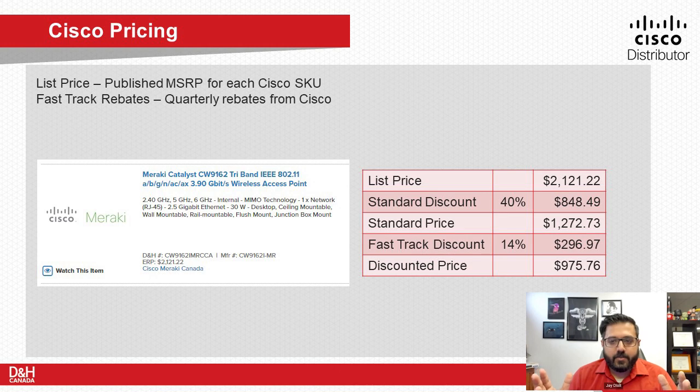You don't have to engage anyone. You simply go to dnh.ca, look up the SKU, add it to your cart, and that discount is already factored into that price. So this is a nice way for you to get fast deals out the door without having to go back and forth on pricing. All your customer needs is one access point. Well, here's your price at $975.76 plus whatever your margin, and that's your cost. You don't have to really worry about engaging someone at Cisco account manager level or distribution level to get your quote on that.